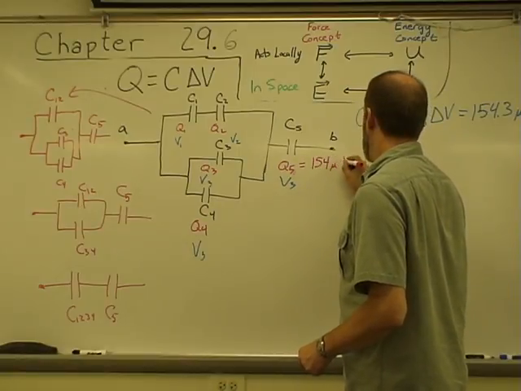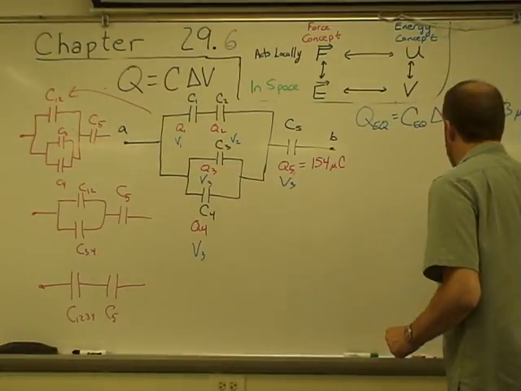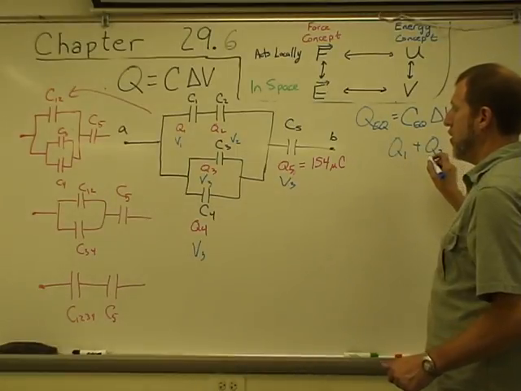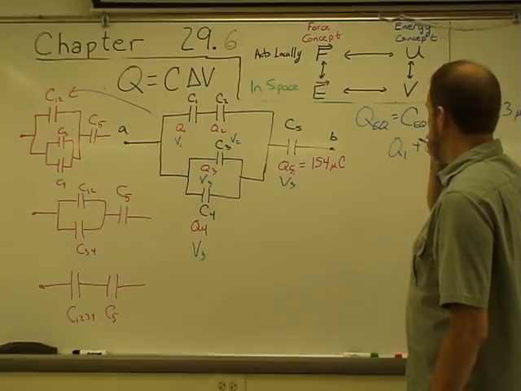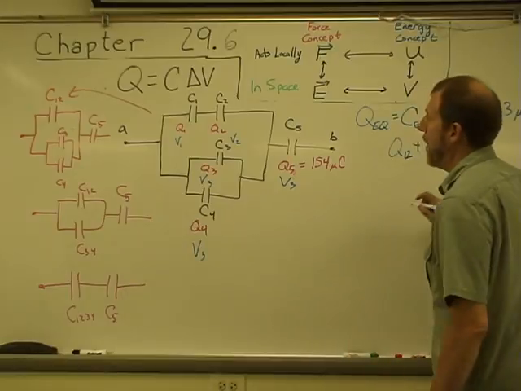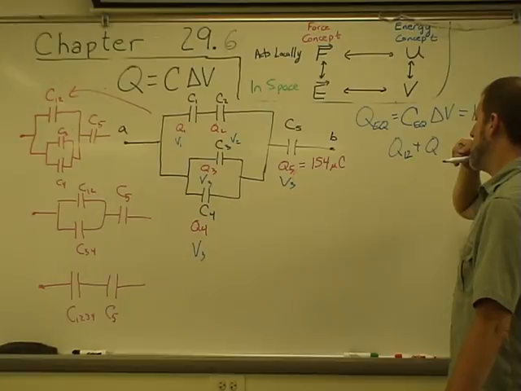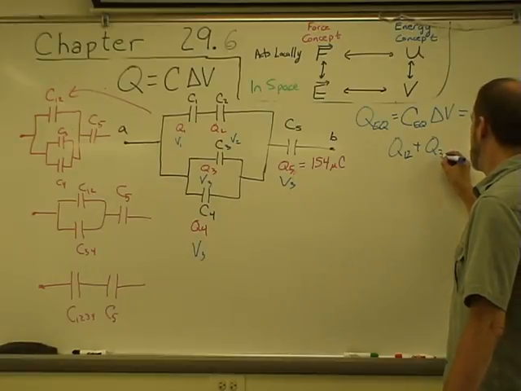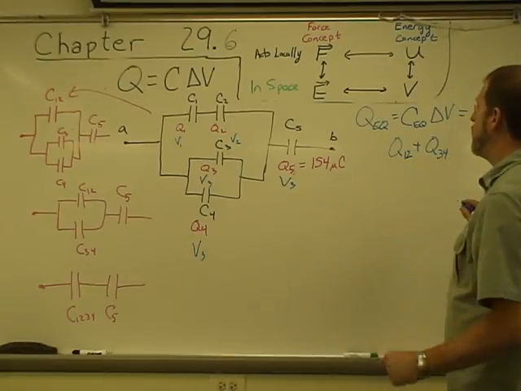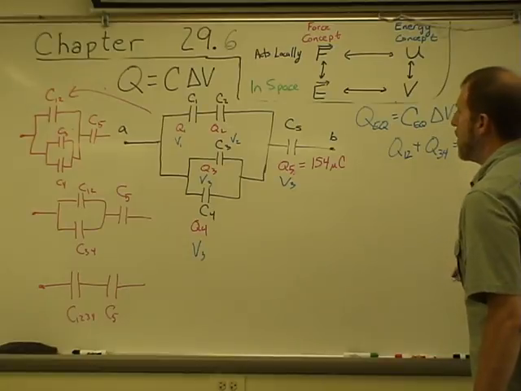154 microcoulombs. I also know that Q1 plus Q2, Q12, the charge on the equivalent capacitor 1, 2, plus the charge on the equivalent capacitor 3, 4, those two together have to sum to be 154 microcoulombs.